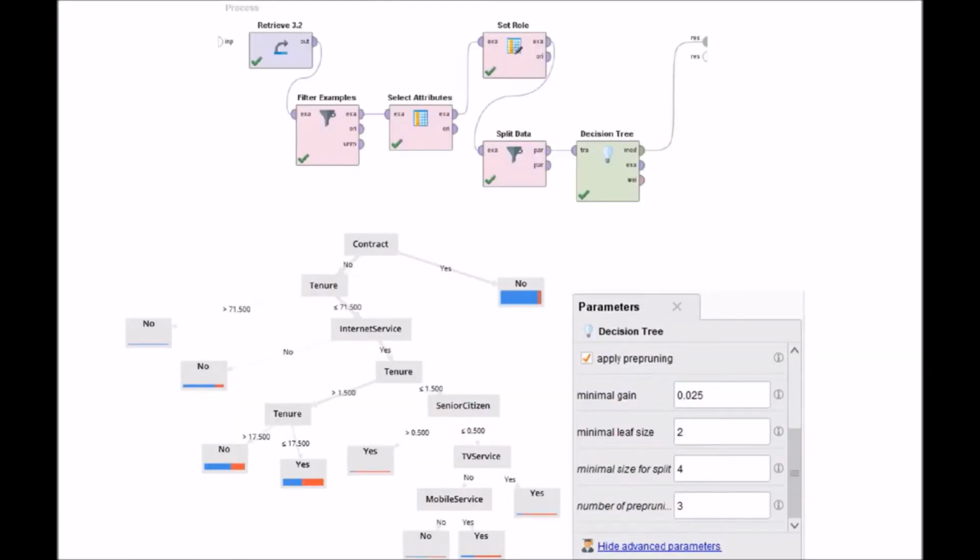For 3.4.2, the decision tree: after adding the split data, we have also added a decision tree to the process. We have also linked the output of split data to the input of the decision tree. By using the decision tree, we are able to analyze the data easily. Also, we adjusted our minimal gain to 0.025 from 0.1 so that we are able to look at our data in a simpler way due to the branches.